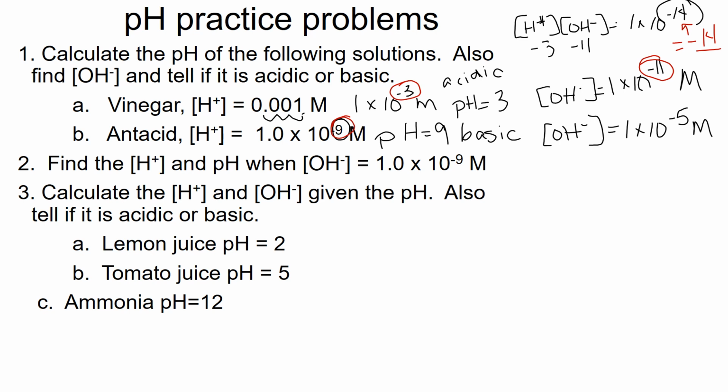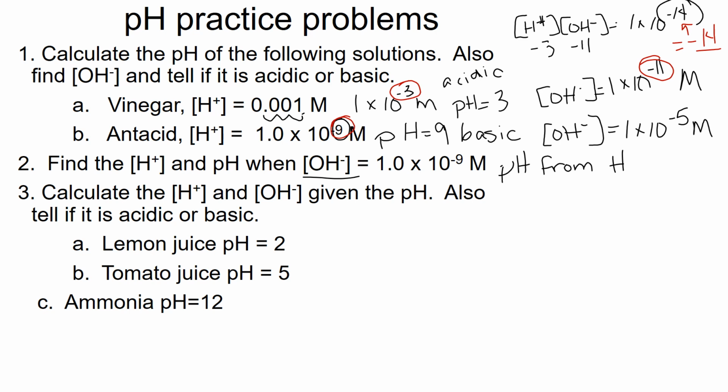Find the H plus and the pH when the OH minus is 10 to the minus 9. Now be careful, because you don't want to take this exponent, because that's the OH. Remember, the pH comes from the H. So the first thing we want to do is calculate what the H is. I'll erase all this, and we're going to use that number.